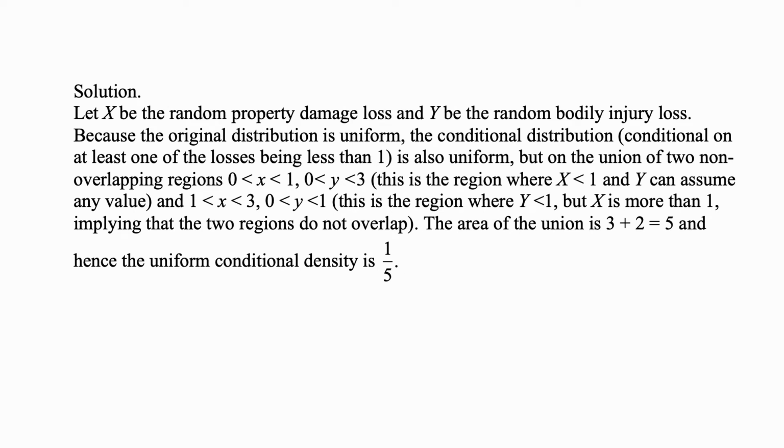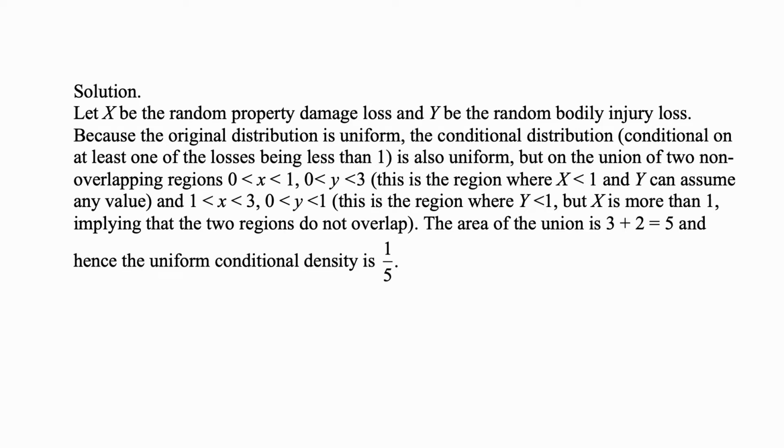And here's the solution. So let x be the random property damage loss and y be the random bodily injury loss. Because the original distribution is uniform, the conditional distribution, conditional on at least one of the losses being less than 1, is also uniform.